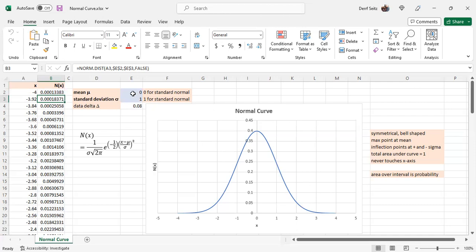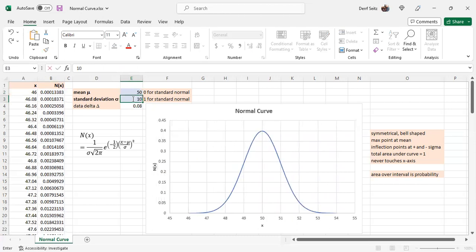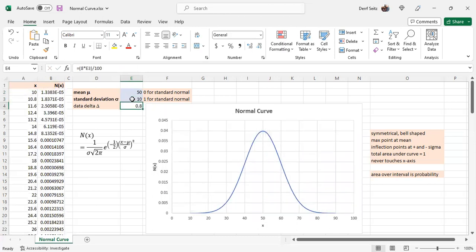If we change the mean to be 50 and the standard deviation to be 10, it recalculates everything. Notice now it recalculated all these ordered pairs to be 4 standard deviations out on either side of the mean. The mean is now 50 and the standard deviation is 10. So there's 1, 2, 3, 4 standard deviations.